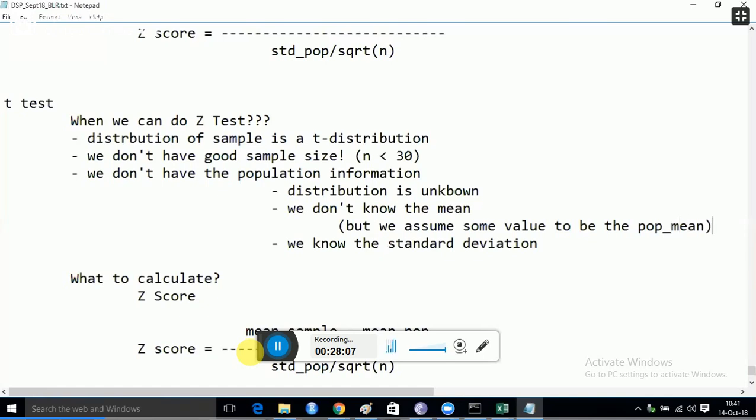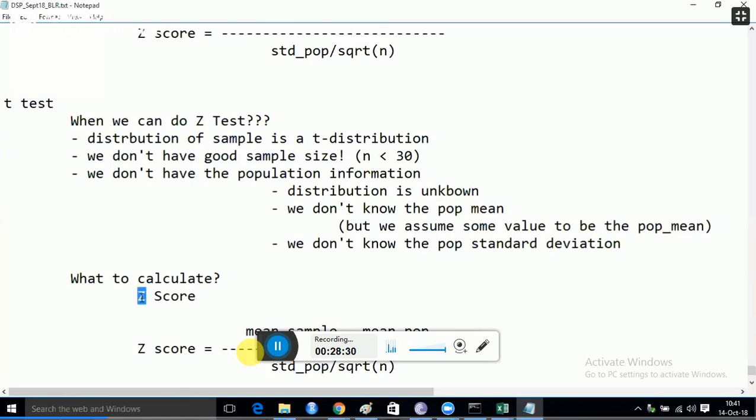Like yesterday's example, the workers example, right? And we don't know the standard deviation. Let me just add this word, population. So this is when we do a t-test.